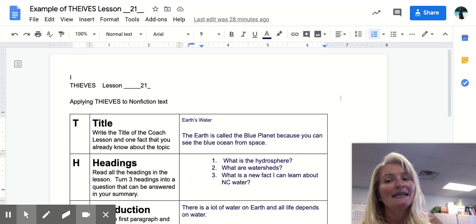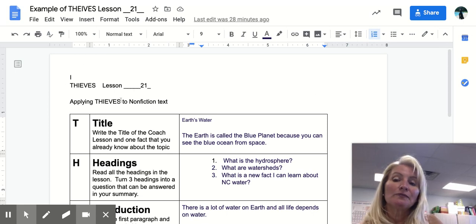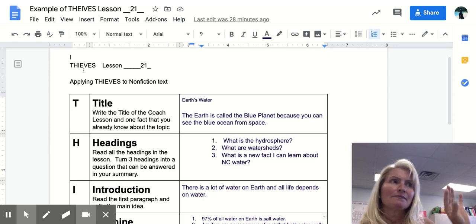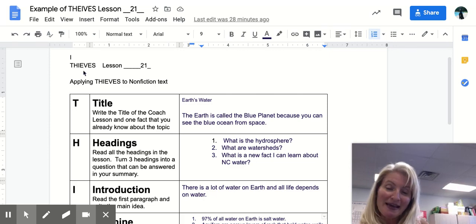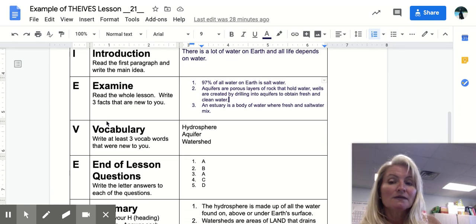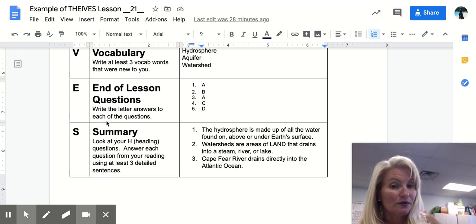Okay, so every single week I will assign for you to have one or two coach lessons to complete. And by completing them, I mean that you need to pull up this document. It's called a THIEVES Lesson. THIEVES is an acronym. It's a graphic organizer. That means that you can take something like a reading passage and you can break it down into manageable pieces. So you will put this into your long-term memory.